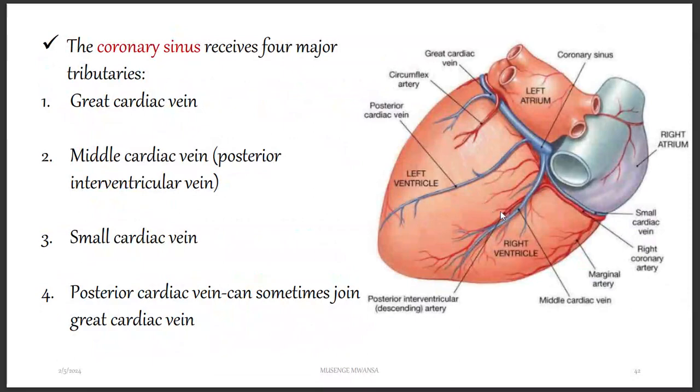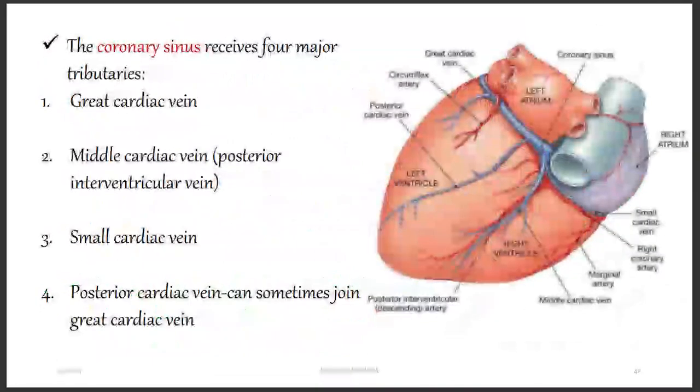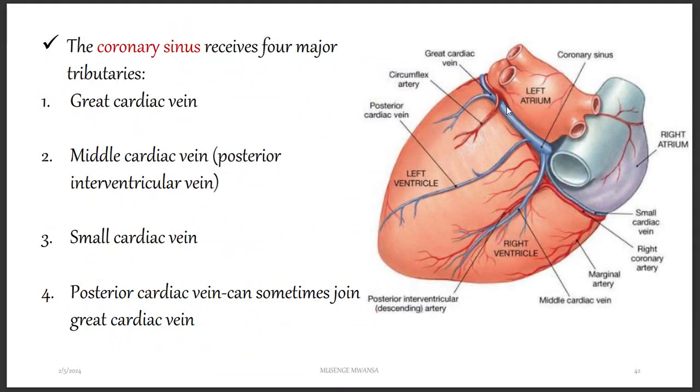There's also one that I've not talked about. It's known as the oblique vein of Marshall, or the oblique vein of the left atrium. There's a vein that goes from the left atrium to the coronary sinus, known as the oblique vein of the left atrium.